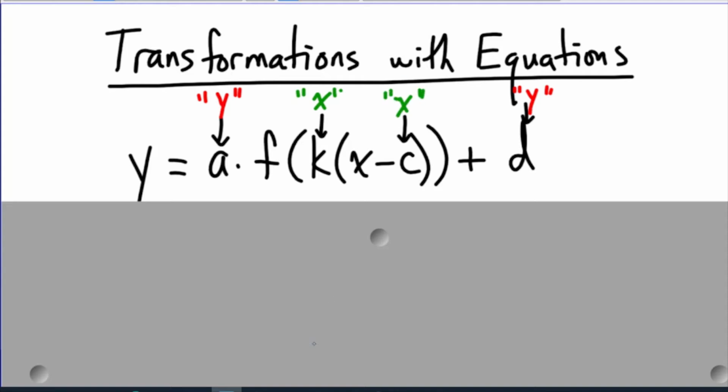And as long as you remember those things, along with the fact that the k and the c are always going to be opposite of what you expect, and we'll talk about that soon, you should be able to graph any transformation knowing what the parent function looks like.